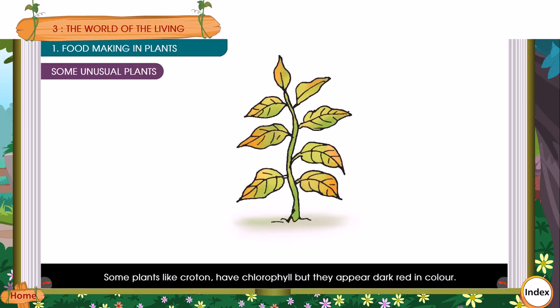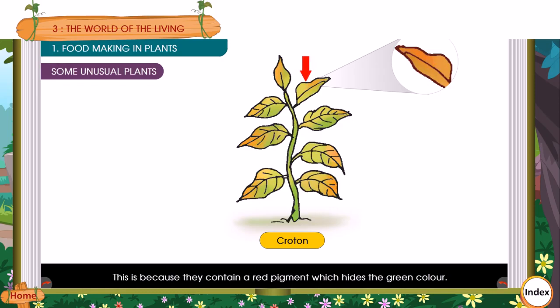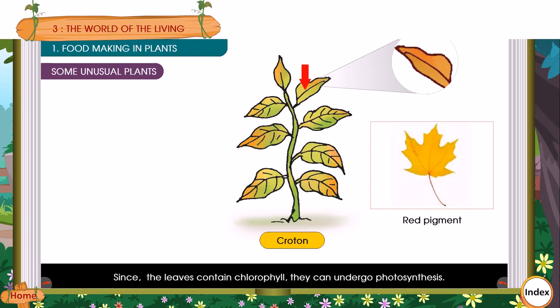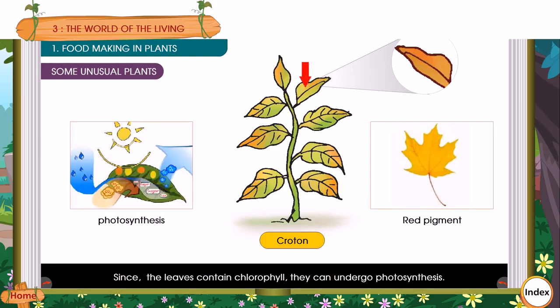Some plants like croton have chlorophyll, but they appear dark red in color. This is because they contain a red pigment which hides the green color. Since the leaves contain chlorophyll, they can undergo photosynthesis.